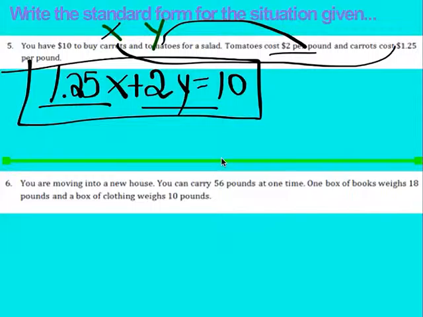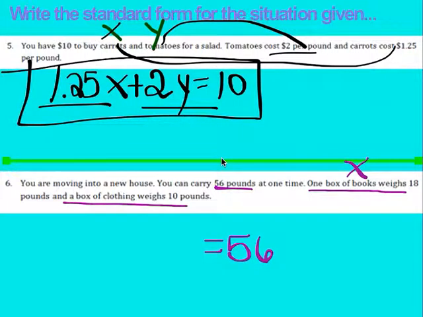So you're moving into a new house. You can carry 56 pounds at a time. So that's the most you can carry at one time. So then, one box of books weighs 18 pounds. So I'm going to let X represent the boxes of books. And a box of clothing weighs 10 pounds. So I'm going to let Y represent the box of clothing. So for every X box of books we carry, it's going to weigh 18 pounds.